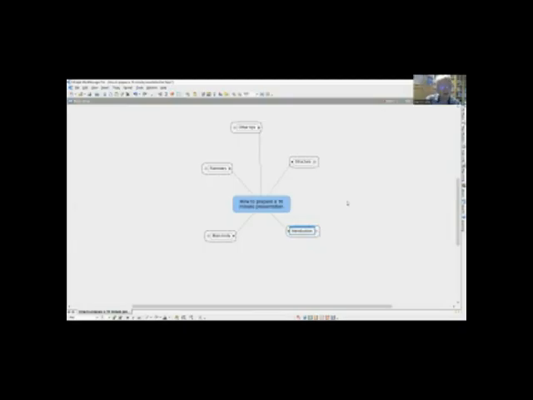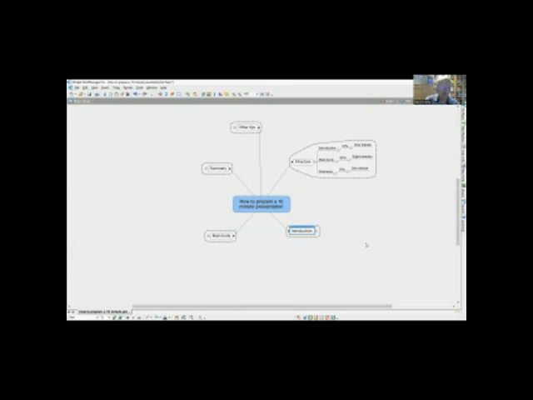Here's the mind map in its closed down format. We will be starting with structure and moving round clockwise. So to start off with then, let's look at the structure of a presentation.